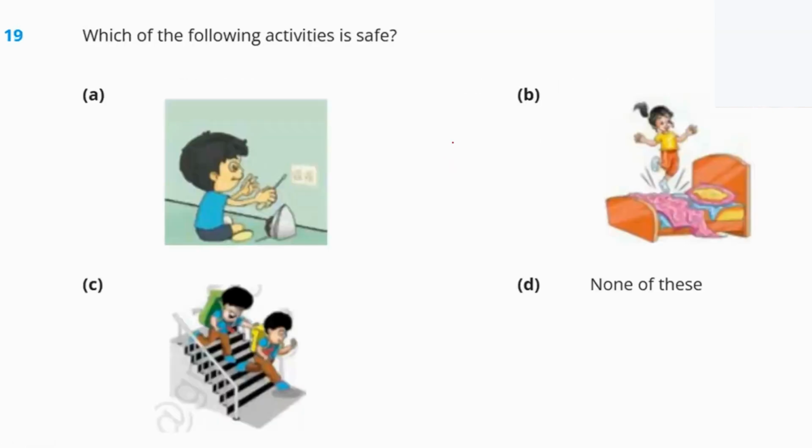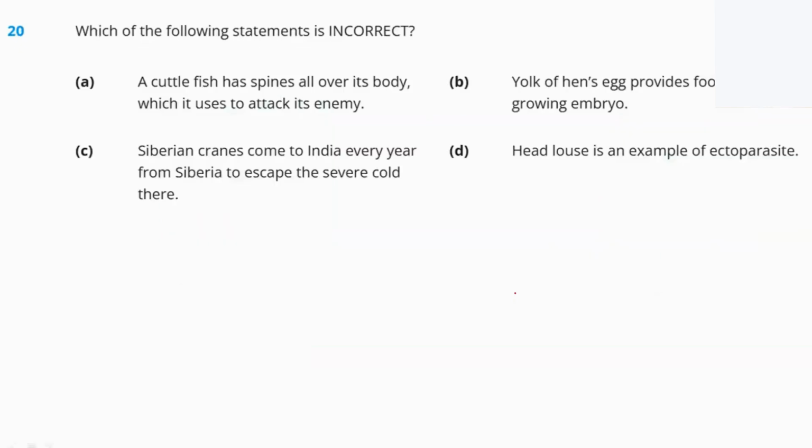Okay. Next, which of the following activities is safe? So which is the safe activity? The boy is putting a screwdriver in the plug. Is this safe? No, of course not. The girl is jumping on the bed. Is this safe? No, she can fall down and hurt herself. This is also unsafe. The boys are running down the stairs, so they can trip over and fall down. So this is also unsafe. So none of these is a safe activity. So option number D is the right answer.